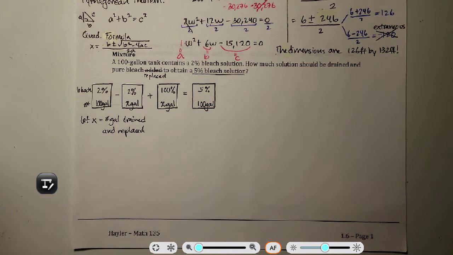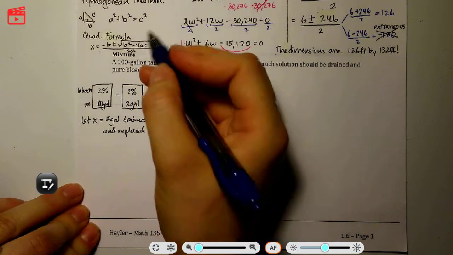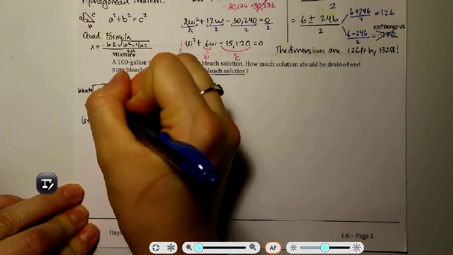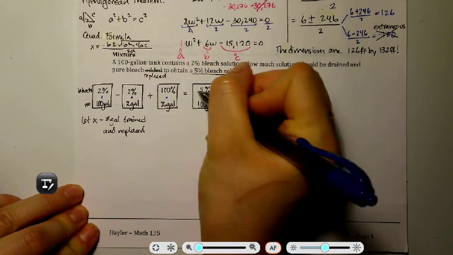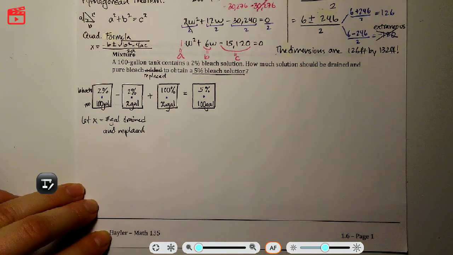So now we need to create the equation. So easy thing when you set up a mixture problem, it's kind of nice because when you set it up like this, all you do is you take the percent and you multiply it to your amount. So let's go ahead and do that.